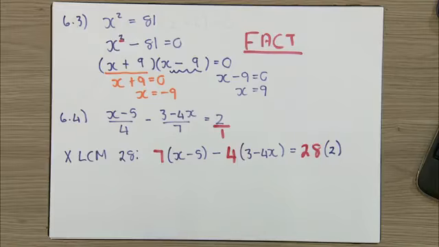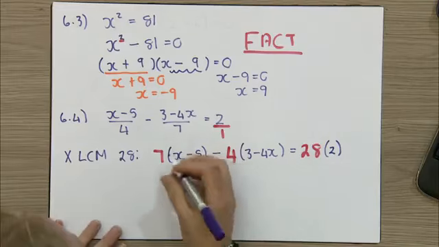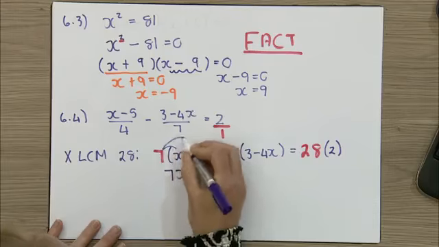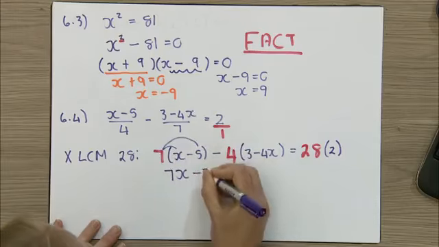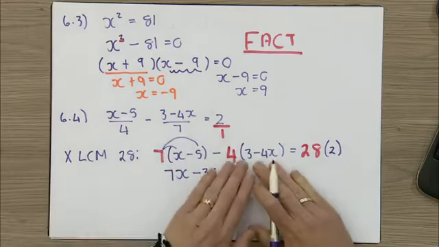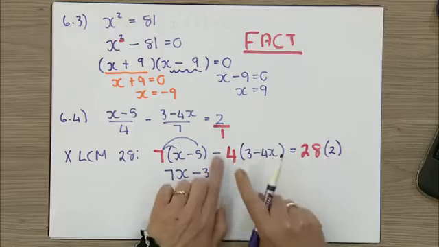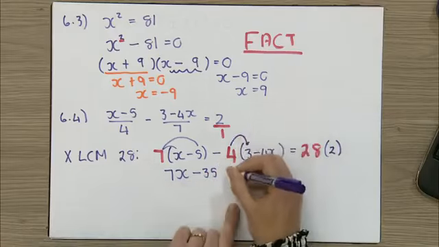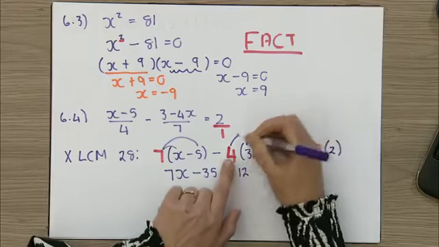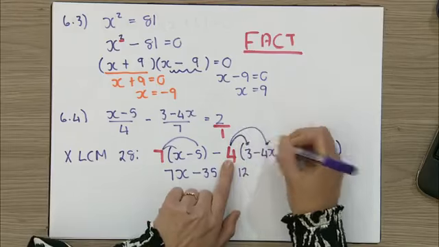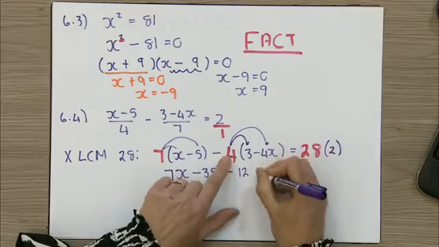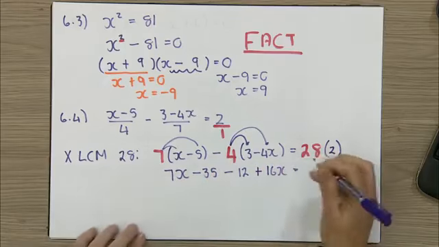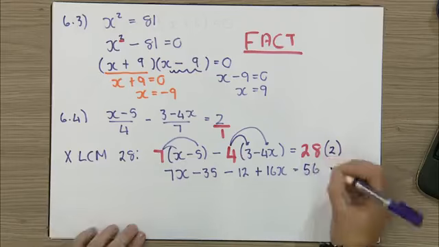So let's go apply our distributive law and multiply in. 7 times x is 7x. 7 times negative 5, negative 35. Be careful now for the second one. We're multiplying in negative 4. Negative 4 times 3 is negative 12. Negative 4 times negative 4x, and a negative is a positive 16x. And 28 times 2 is 56.